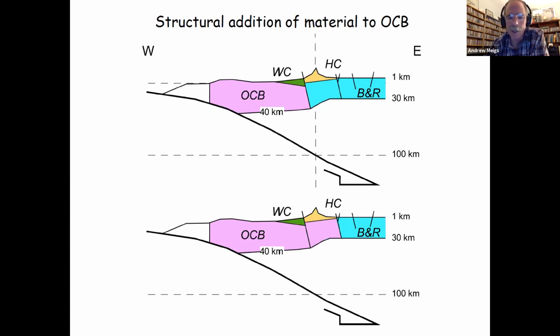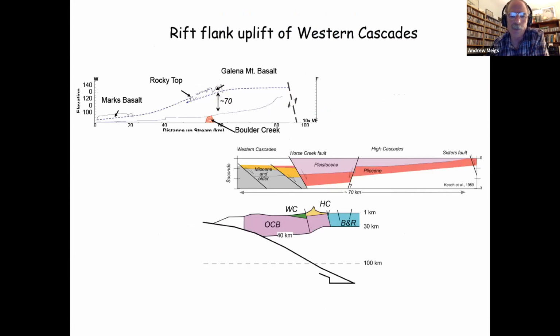A second implication of what I'm telling you here is that if the extension has a high magnitude as we approach the Cascade Arc, it means that the Oregon coast block is in fact in the footwall of a big normal fault. And that might provide one explanation for something that Rick Connery and other people noticed quite a long time ago.